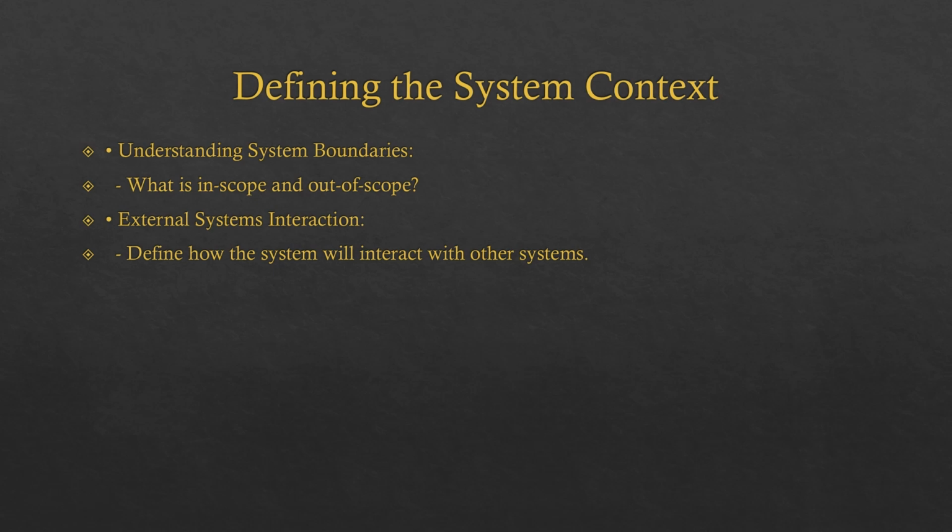Defining the system context means understanding its boundaries, what's in scope and what's out. This includes identifying external systems that the software will interact with and how those interactions will be managed.